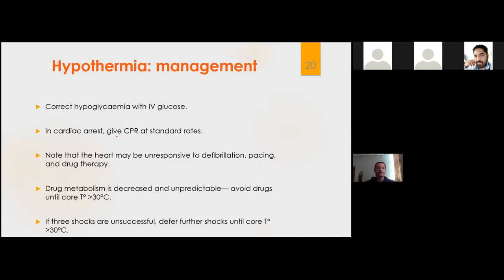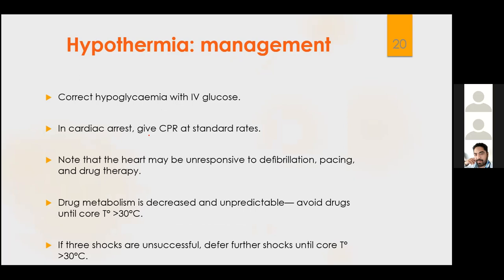In cardiac arrest, we have to think about a few things. We should give CPR at the standard rates according to the ALS protocol. The heart may be unresponsive to defibrillation, pacing, and drug therapy. Usually it's said that in patients with hypothermia of less than 30 degrees, patients are not responsive to drugs and not so responsive to defibrillation. Drug metabolism is decreased and unpredictable in patients with temperature less than 30 degrees centigrade. So if we need to give drugs during CPR, we have to aim for a temperature of more than 30 degrees centigrade. And if we are thinking about defibrillation, if we give 3 defibrillations and they do not succeed, then we have to wait for the core temperature to be raised to more than 30 degrees centigrade.